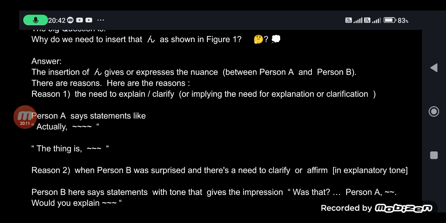So minasan, this kind of concept is already beyond the basic, but we are now transitioning into our intermediate level grammar. So we are now discussing here the nuance or the need to explain or the need to clarify, the nuance of let's say person A has to explain or person B wants to request an explanation. Person A says statements like actually, because minasan the usage of inserted N in English has the equivalent actually. When you want to explain, you begin your sentences with actually, or the thing is.